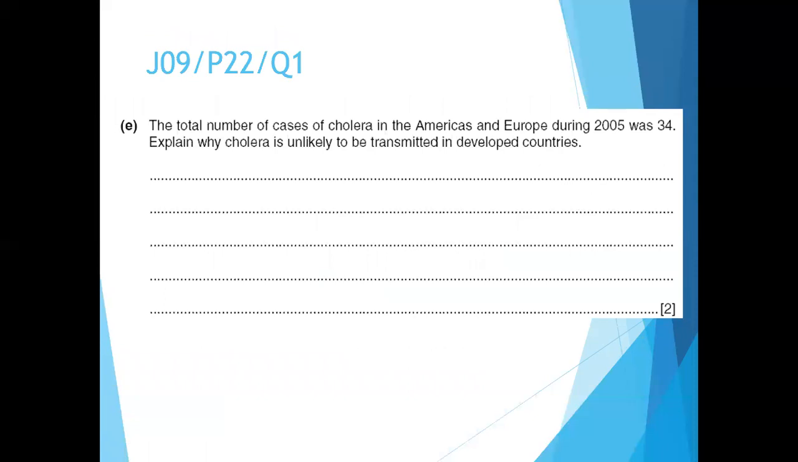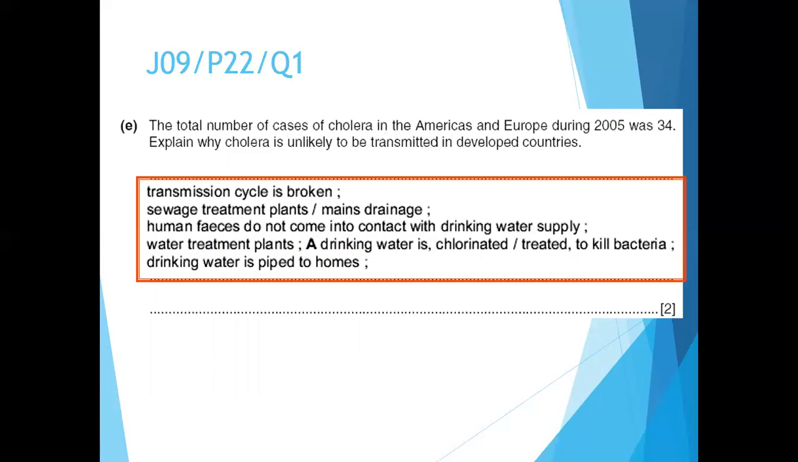The total number of cases of cholera in Americas and Europe during 2005 was 34. Explain why cholera is unlikely to be transmitted in developed countries. So they're saying that the cases are very low. So why is it low? Just now we were talking about natural disasters, what we must do. And we also talked about what you need to do in Africa. So now in developed countries, why are the cases low? They must talk about the facilities that actually prevent and control the disease, okay?